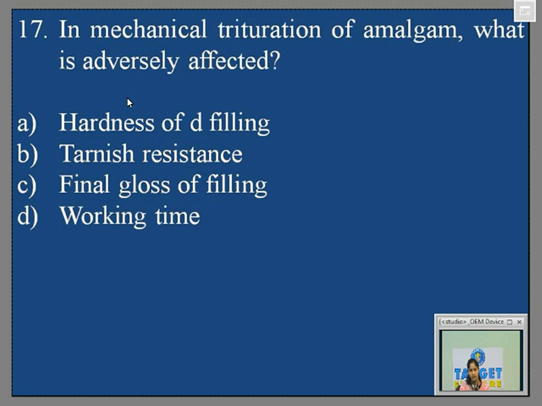We go to the next question. In mechanical trituration of amalgam, what is adversely affected? I think you all should be able to answer this question now. I've already discussed mechanical trituration or amalgamators for amalgam. So what is adversely affected? Yes, it is the working time or the setting time. This was asked in the 2013 MCQ paper. So it is the working time that is affected with mechanical trituration.